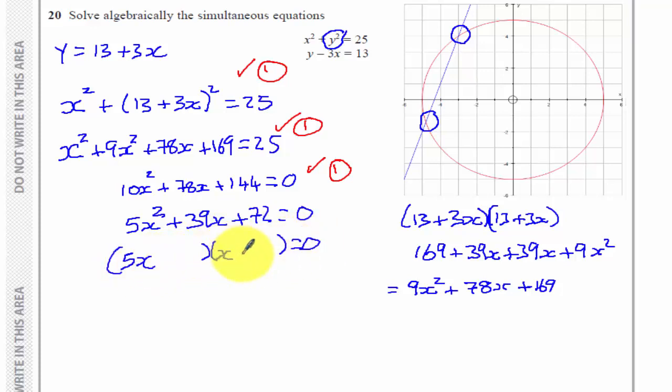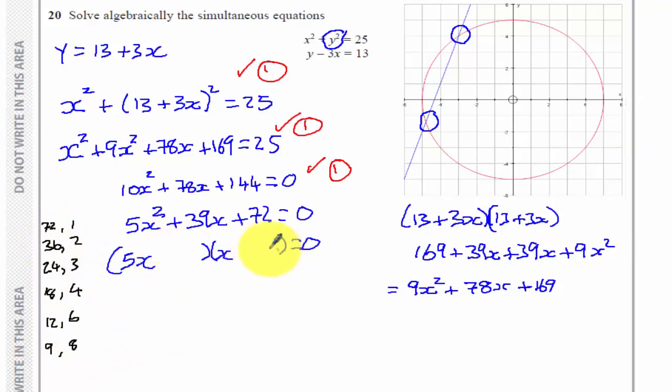It's going to have to start 5x and x, because that's the only way I can get 5x squared. Numbers that multiply to 72: 72 and 1, 36 times 2, 24 times 3, 4 times 18, 5 won't go into it, 6 will, 12 times, 7 won't go into it, 8 will, 9 times, and then 9 times 8. So they're the only numbers that multiply to 72.